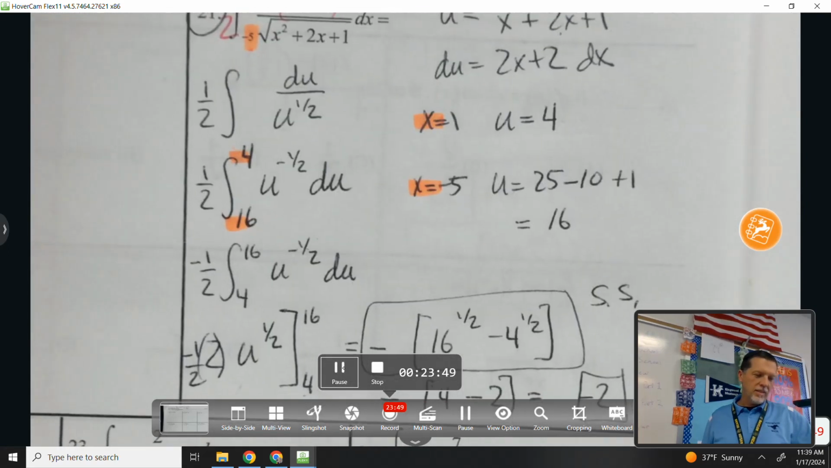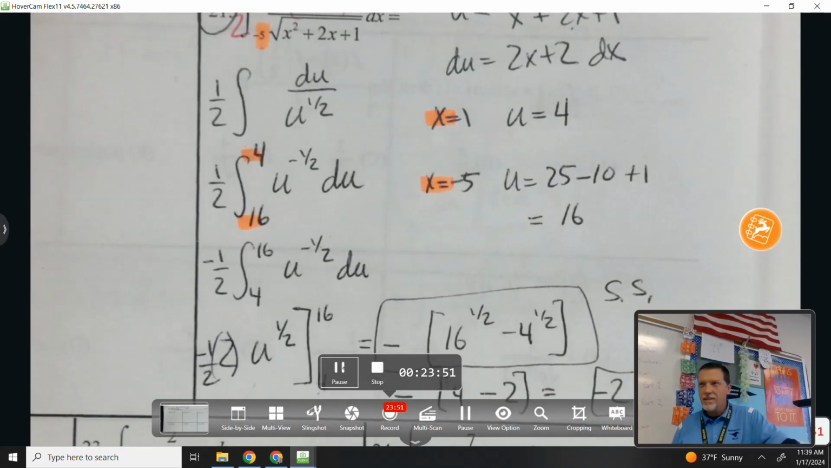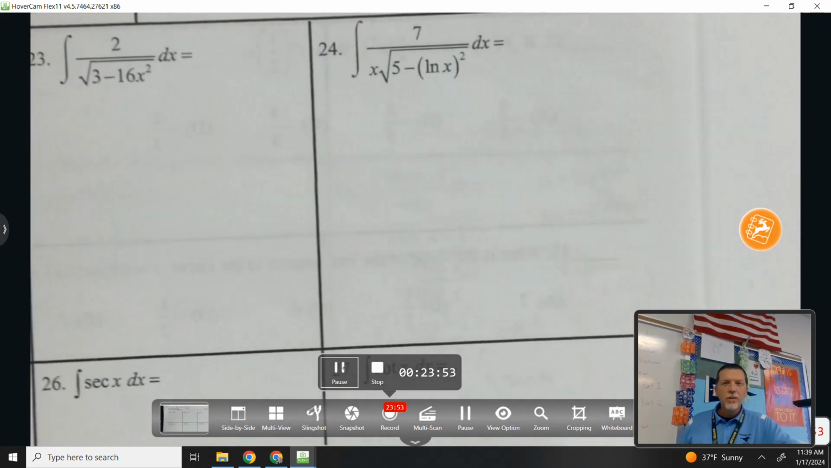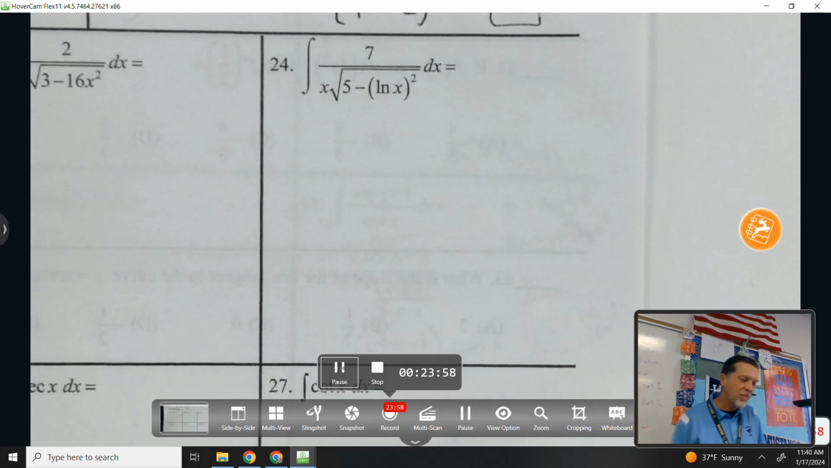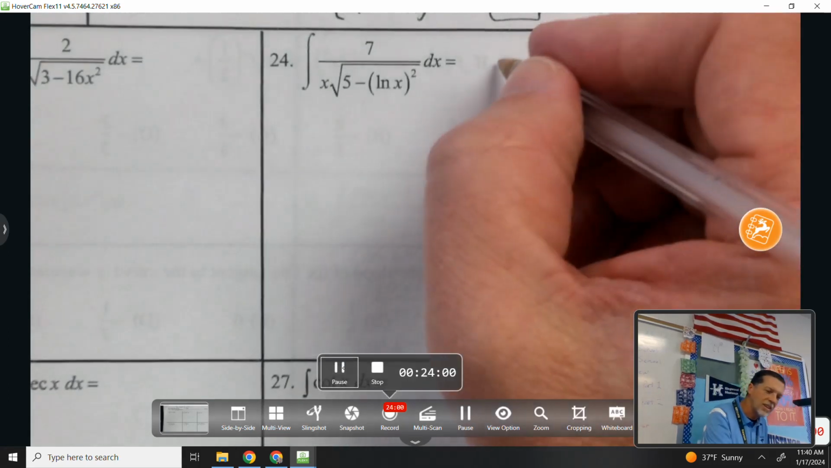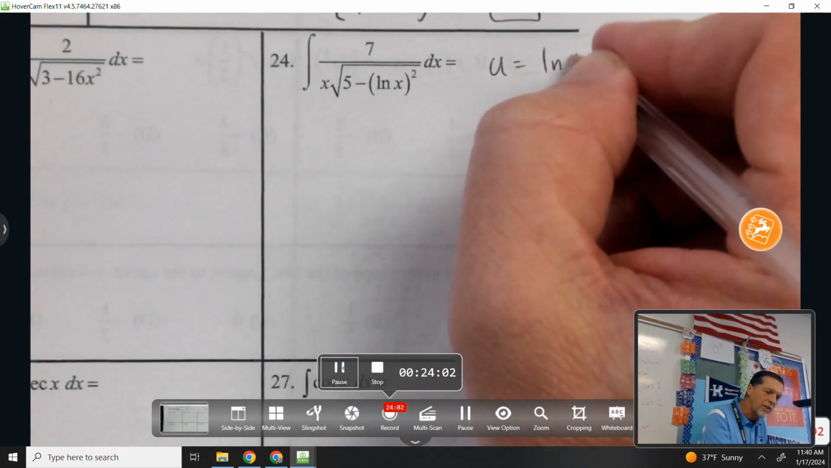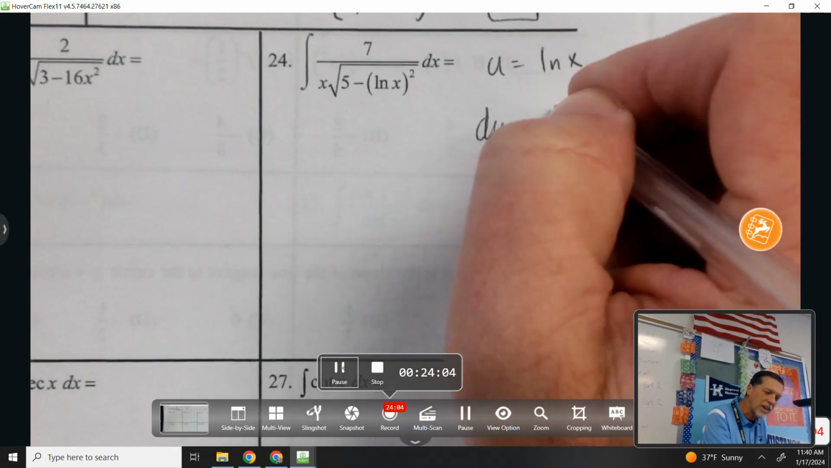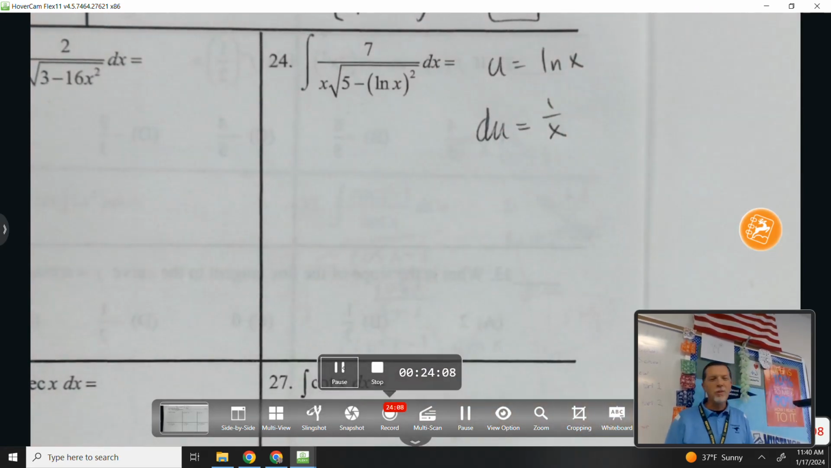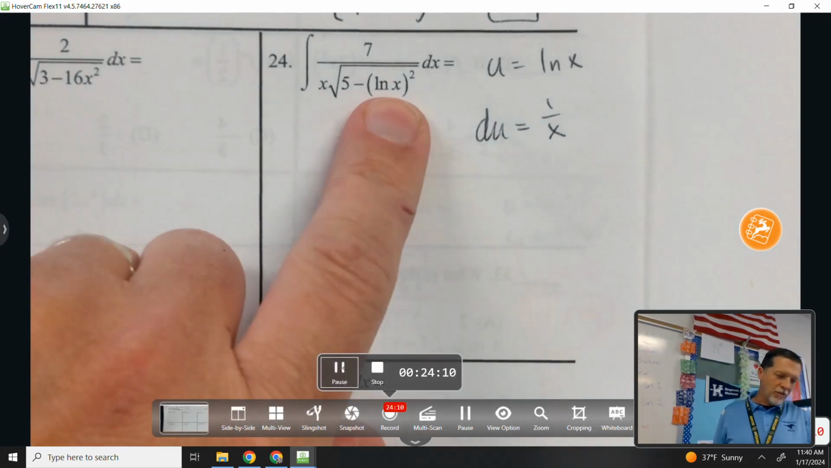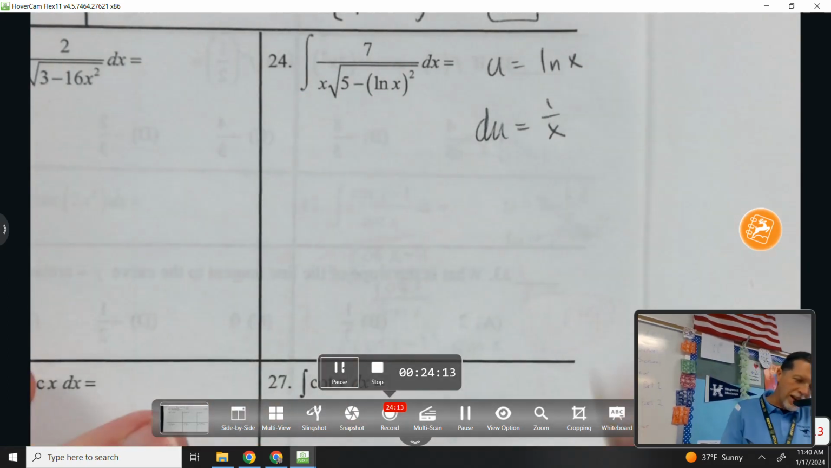Oh, are we done with 21? 24. Again, I'm looking for u so that du shows up and so that my integral gets easier. Why did you pick ln x? I like the pick. Because there's a 1 over x there, so that's a good start. Like we're 2/3 of the way there. Good for u, it's good for du. Let's see what happens the rest of the way.